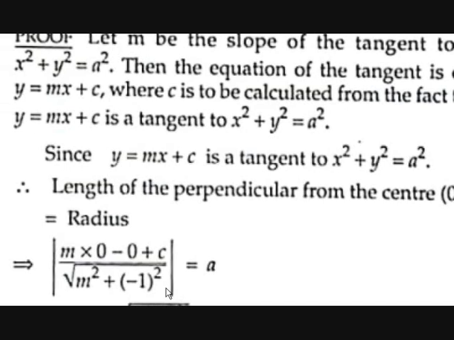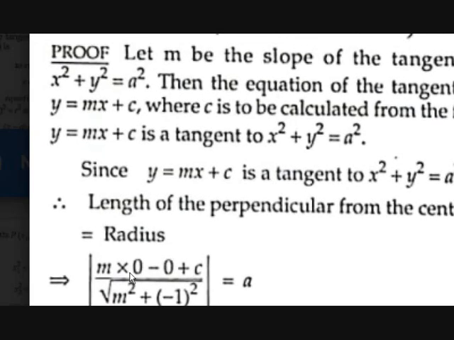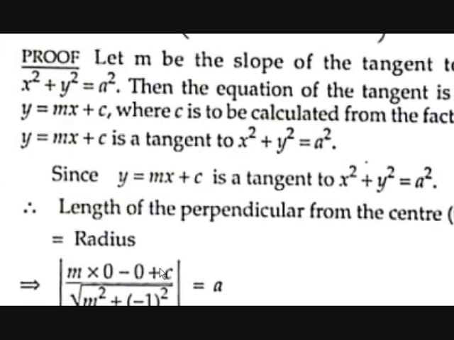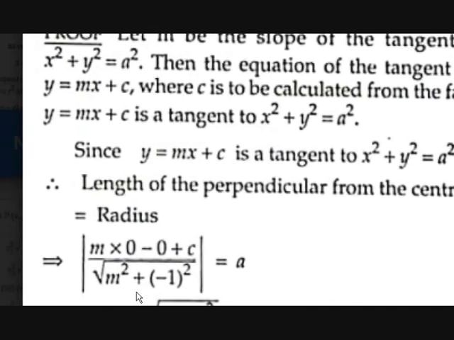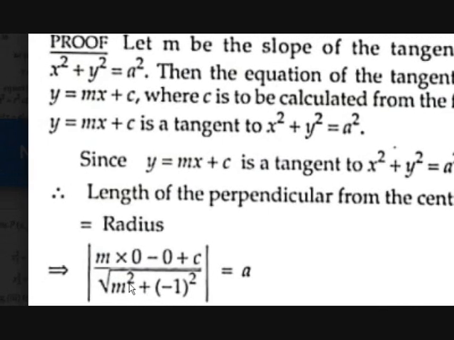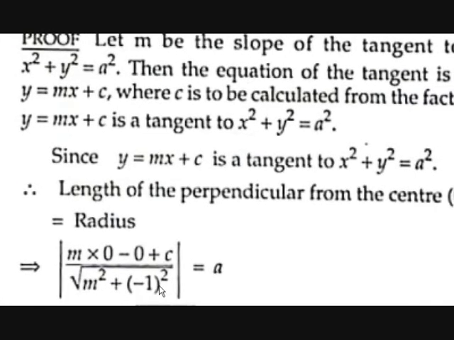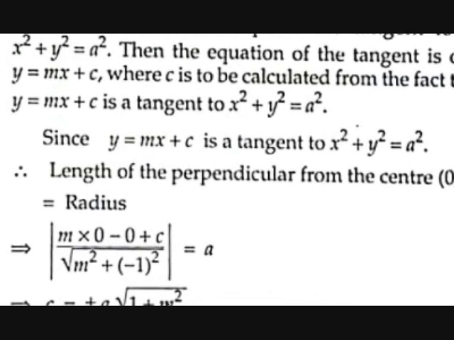If you take all the terms to one side, mx minus y plus c is equal to 0, right? Then mx means x is 0, so m into 0, minus y, which is also 0. You substitute 0, minus 0 plus c, which does not have any x term or y term, right? So it is the constant term, so you will get c. By square root of m square plus the coefficient of x, minus 1, whole square, means the coefficient of y whole square. And it is a distance, right? So you should keep the modulus of that, is equal to a.